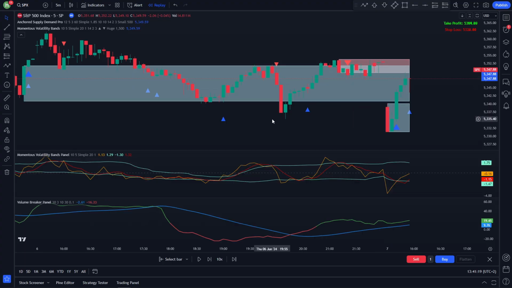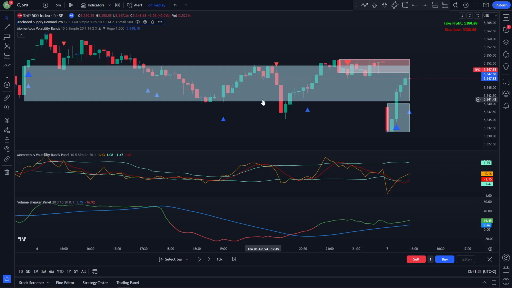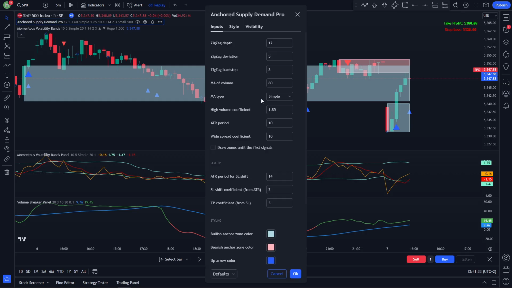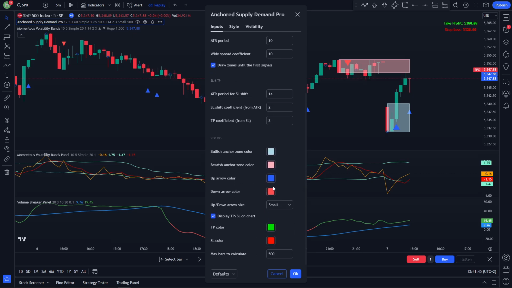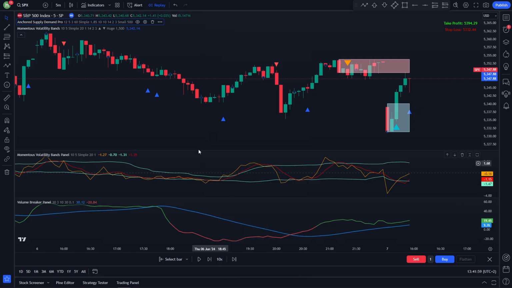After adding these different components, let's make a few small adjustments before diving into the precise rules for entry and exit. Firstly, let's start with the Anchored Supply Demand Pro, which creates the support and resistance zone along with entry and exit signals. Under the settings for the indicator, I'm going to check the following box, which will clean up our charts. Then after this, I'm going to change the color of the buy and sell arrows to distinguish them from the others on our chart. Lastly, unselect the following box, which hides the automatic take profit and stop loss levels.